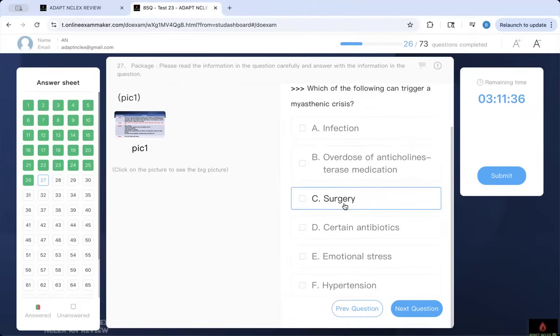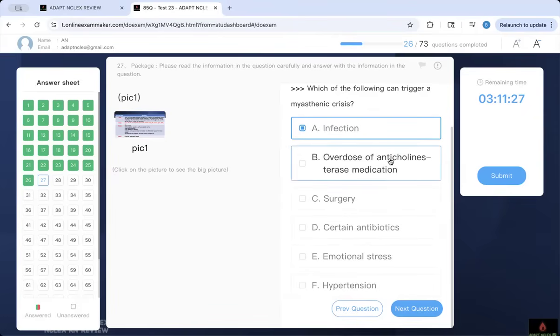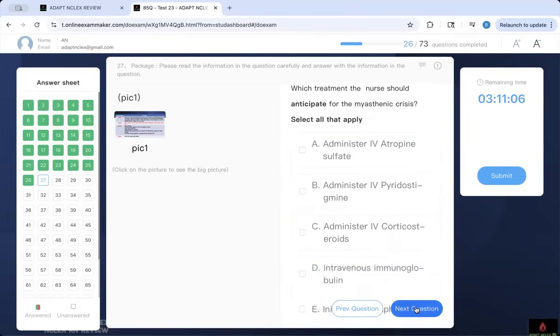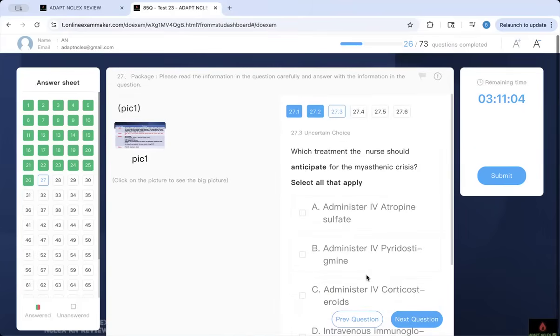You pick your answer. A trigger for any autoimmune disease that will worsen it is usually infection. That's why you get your immunization. If I give you anticholinergic medication, that means you're going to get more acetylcholine, which will lead to cholinergic crisis. That's an NCLEX trap. Pay attention. Surgery, the patient just had surgery, that's what is causing that. Certain antibiotics like aminoglycosides and emotional changes will do that. Hypertension is a condition that will result, not a trigger.